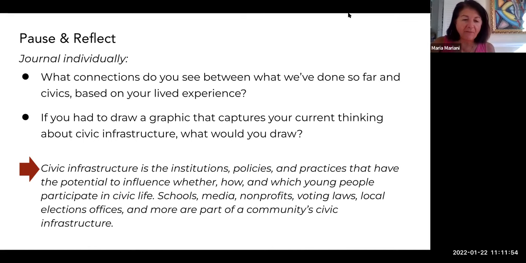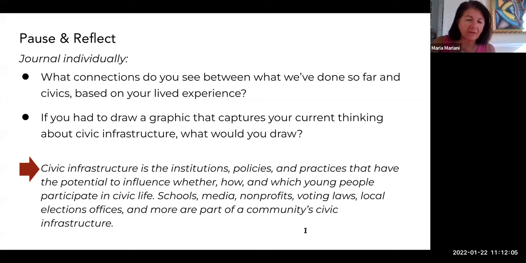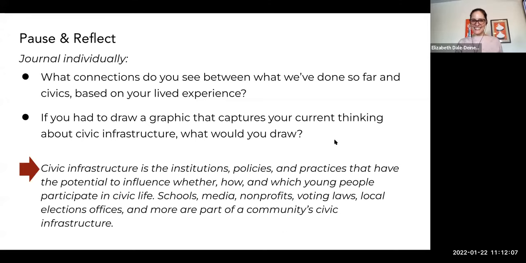I'm sorry, draw a graphic of what we see below. What do you mean below? I don't see. Thank you. We have this text, civic infrastructure is the. Oh, I see. So, okay, that's okay. I get it. Thank you for asking that question.